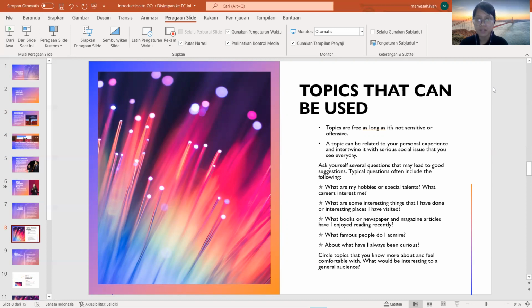So a few things that you can do in order to find a good topic. Try to ask yourself several questions that may lead to good suggestions. Typical questions often include the following. Number 1, what are my hobbies or special talents? What careers interest me? It can be something that is so close with your heart, so close with what you want, and it's totally okay to explore the topic from this kind of question.